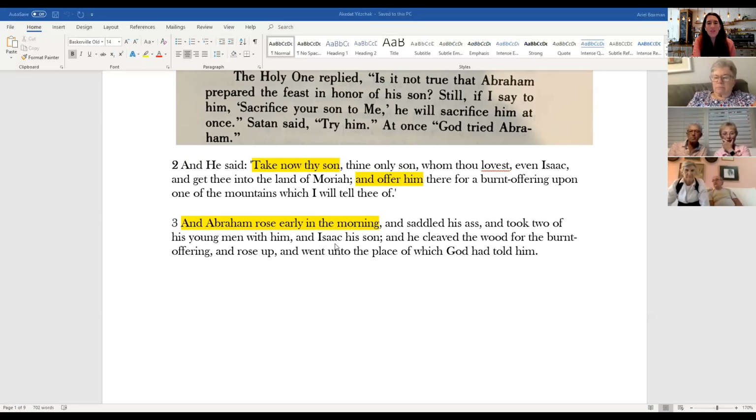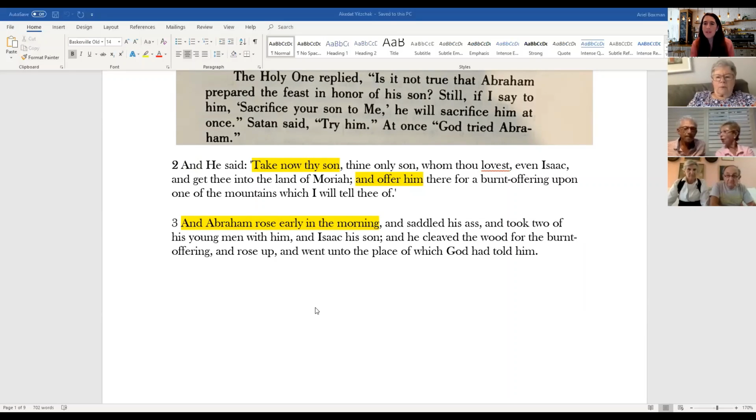So I highlighted three different parts in these two verses that the rabbis are going to comment on. One is "take now thy son," right? What do you think a question would be that the rabbis have about that? Before I show you the Midrash, where do you think the rabbis may have a comment? What is the question they're looking to solve in those few words?